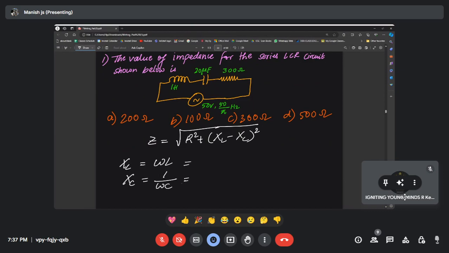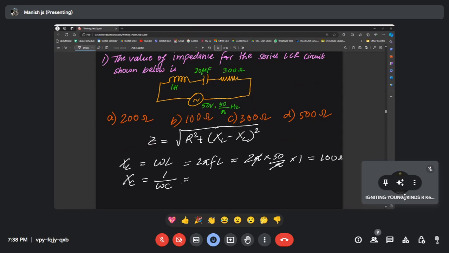So you go here and substitute, children. Omega we can calculate, right? How do we calculate omega? 2 pi f. So f is 50 upon pi, and you just go for a substitution. So XL is 2 pi times 50 upon pi times L, which is 1 Henry. Just put 1 there. What is the value that you get? 50 twos are 100, so 100 ohms.